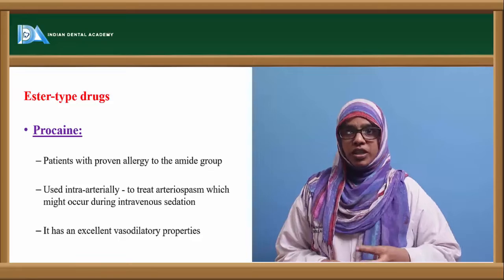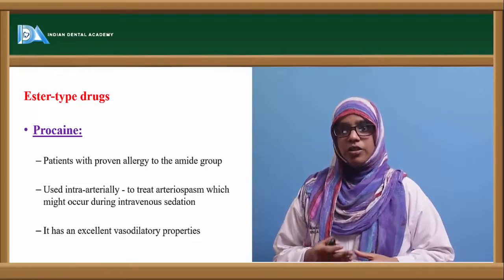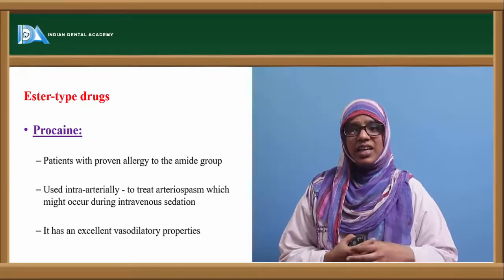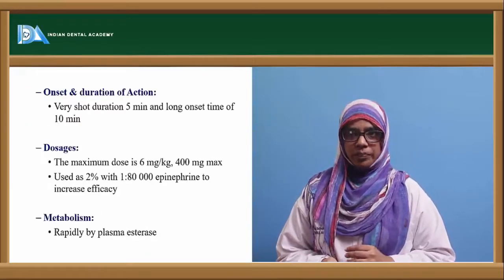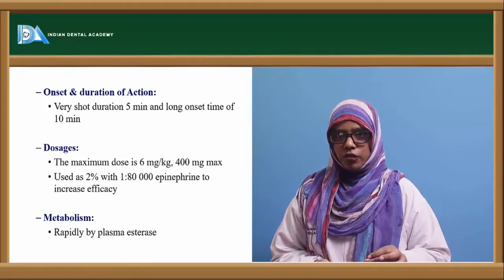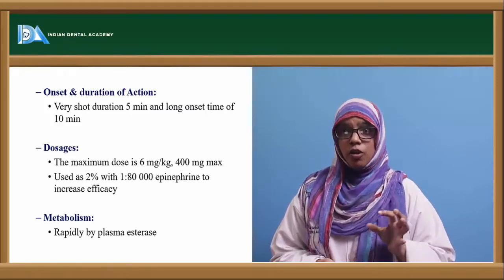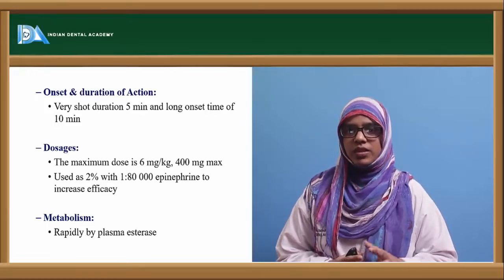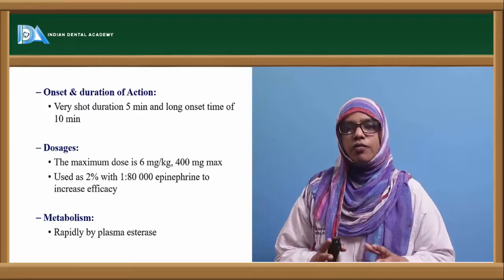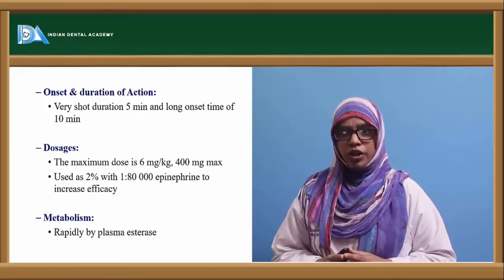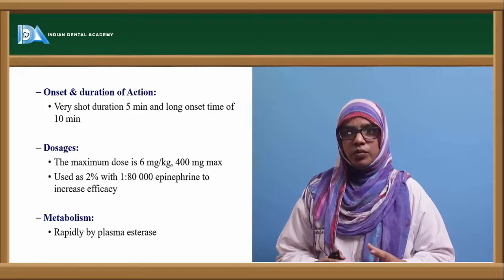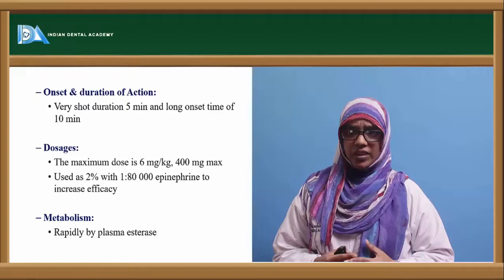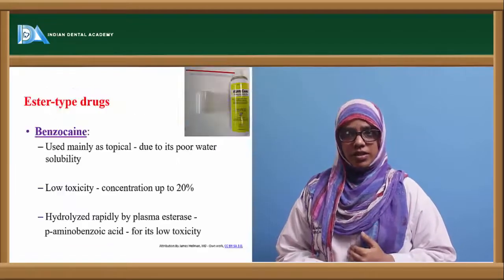Now, it is used intra-arterially to treat arteriospasm, which might occur during intravenous sedation. It has an excellent vasodilatory property. The onset time is very short, that is 5 minutes, and the duration is long, that is 10 minutes. The maximum dose is 6 mg per kg, around 400 mg max you can give. You could either use it at 2% with 1:80,000 epinephrine to increase the efficacy. It is rapidly metabolized by plasma esterase.